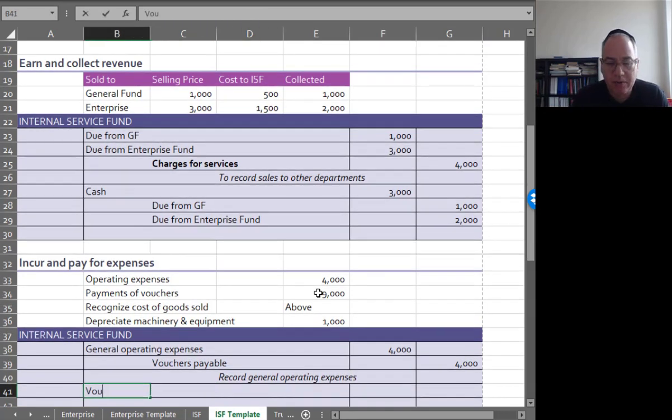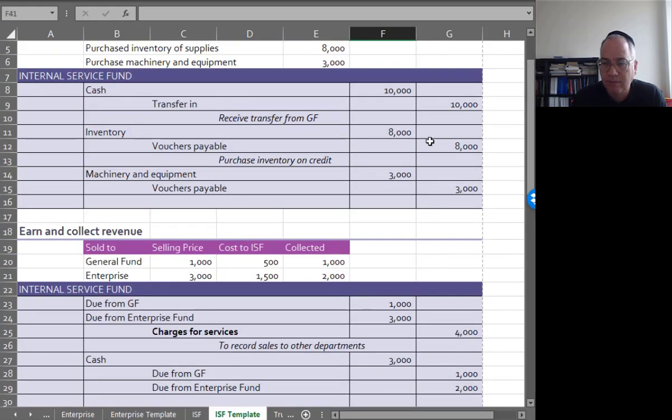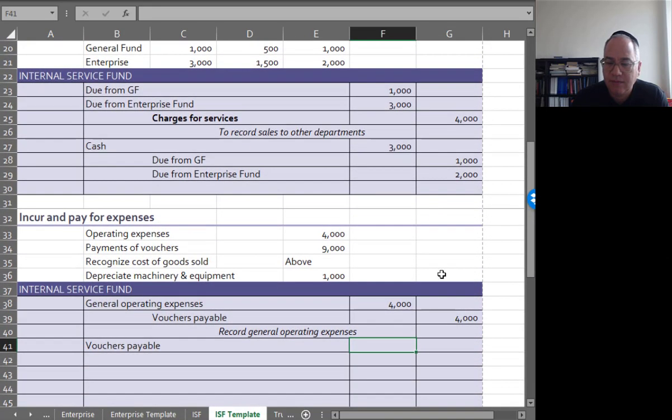And then vouchers payable. They're going to pay $9,000. I don't know. Let's see where. We don't know what they're paying because they have 8,000 here plus 3,000 here. That's 11,000, right? Plus 15,000, but they're only paying 9,000. So it's not clear exactly what they're paying for. But we'll pay it. $9,000.